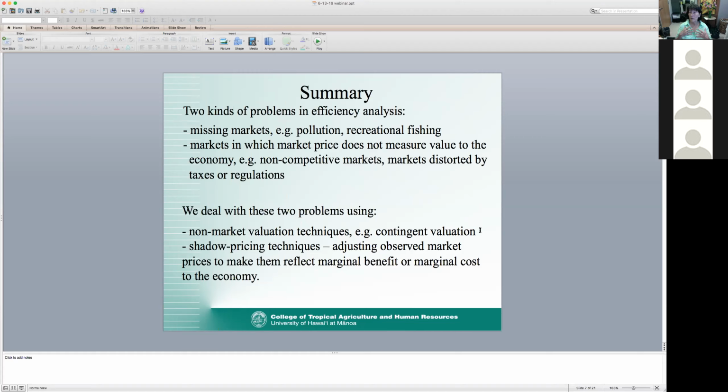So non-market valuation techniques are very often not replicable and not particularly accurate, so people are not super fond of them sometimes. The other option is to use shadow pricing, where we try to adjust based on what information tells us is the broken thing and how they're valuing things. What's really broken here? Where's the problem? And let's just adjust that market price to account for that problem.